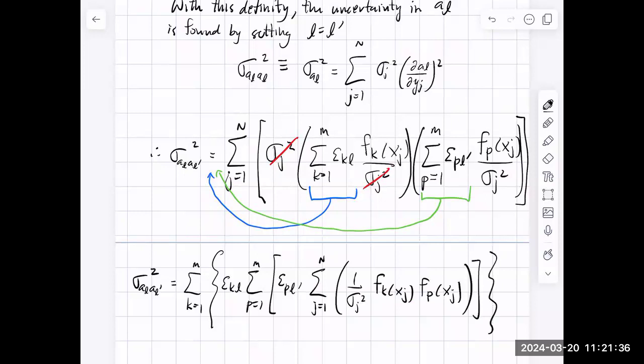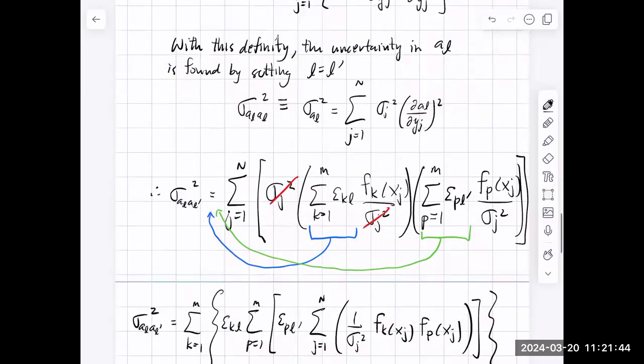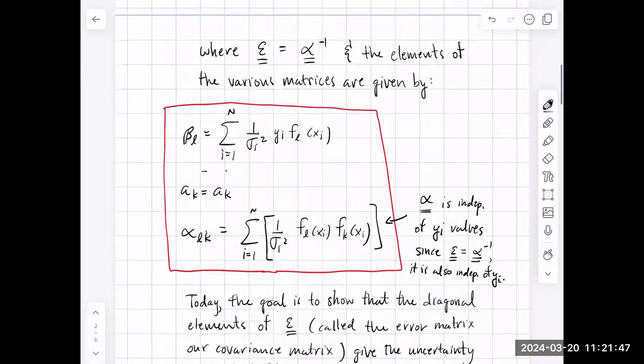Now, does this remind you of anything? This 1 over sigma squared f times f? Let's go look back over here. 1 over sigma squared f times f. Okay, so that stuff inside the final sum, it's a sum over j from 1 to n, is just this alpha matrix. It's the elements of the alpha matrix. We have an L and what was it, a P? So it would probably be alpha LP, I think. But other than that, it's the same thing.